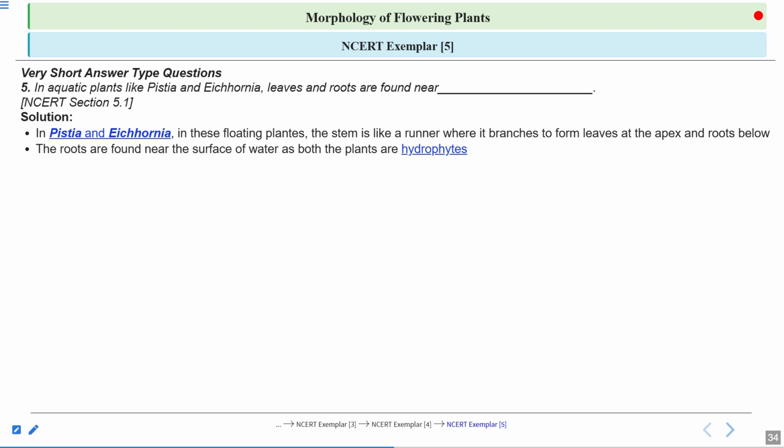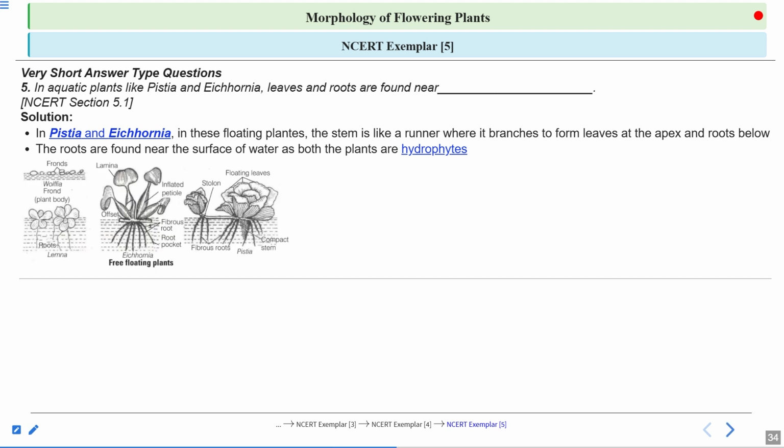So the roots are found near the surface of water, as both the plants are hydrophytes. You can see the roots at the surface of water in both the cases. Here you can see Wolffia, then you can see Lemna, then you can see Eichhornia. In Hindi, we call it jalkumbhi, and this is Pistia.